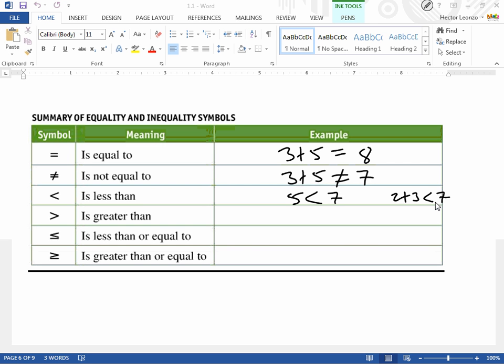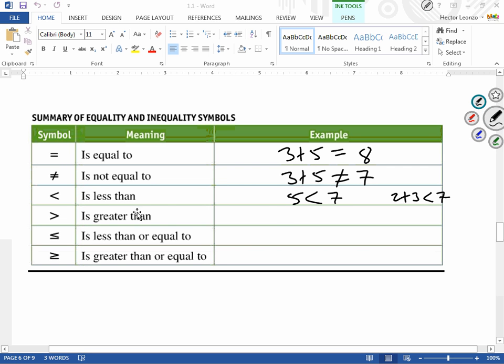Many teachers say to think of that as an alligator mouth, and it's eating the bigger part. Some other teachers say to look at that as an arrow, and it's pointing at the little number. So however you want to see it, the way we read this is 5 is less than 7, because that's what we call the symbol. So remember, it's like an arrow pointing at the little number.